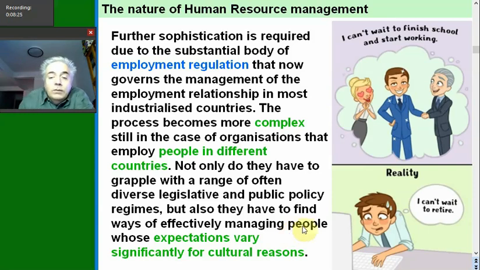Not only do they have to grapple with a range of often diverse legislative and public policy regimes, but also they have to find ways of effectively managing people whose expectations vary significantly for cultural reasons. So an international company very commonly has to deal with these issues, right? So sometimes one country has higher expectations of salaries, another doesn't have as much. The expectation is lower. Not only about salary, but many other aspects, right? So expectations are going to vary across countries because of their different cultures.